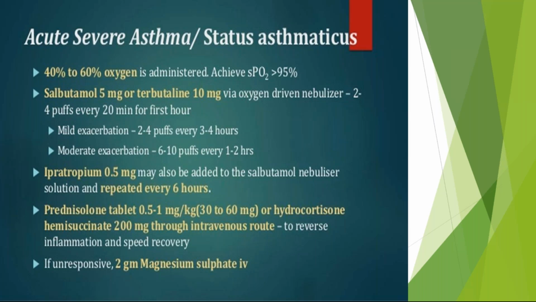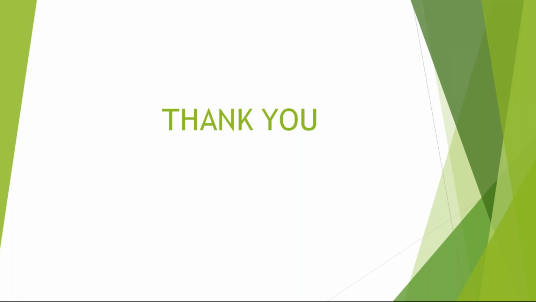Next, we can use prednisolone tablet 0.5 to 1 mg per kg, or hydrocortisone 200 mg through IV route to reverse the inflammation and improve the recovery. If patient is unresponsive to salbutamol, ipratropium, and prednisone, then we can go for magnesium sulfate IV, used in a dosage of 2 grams.